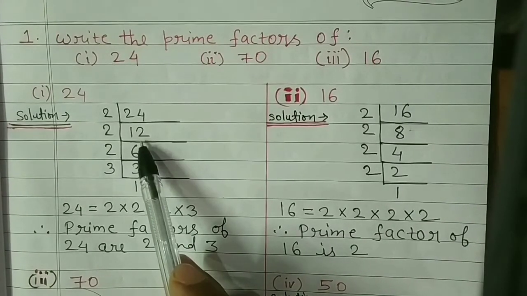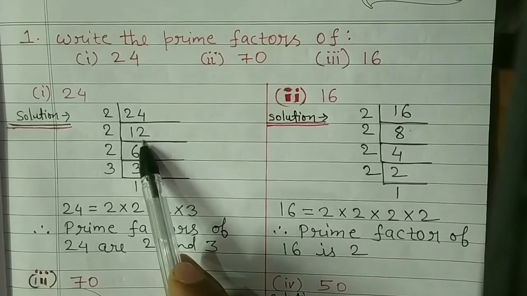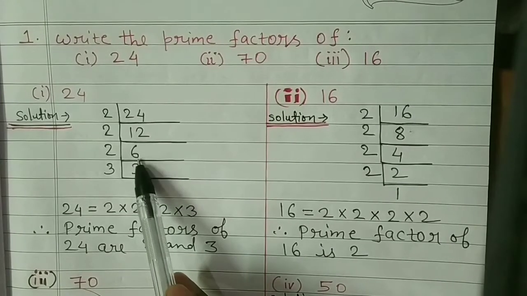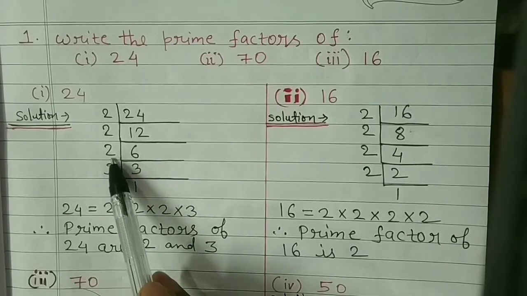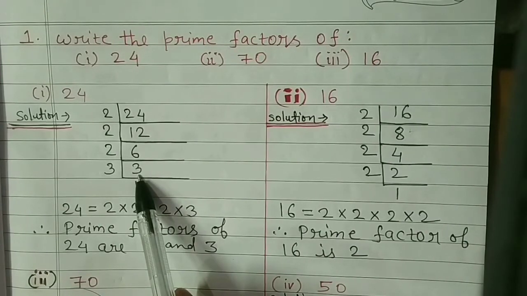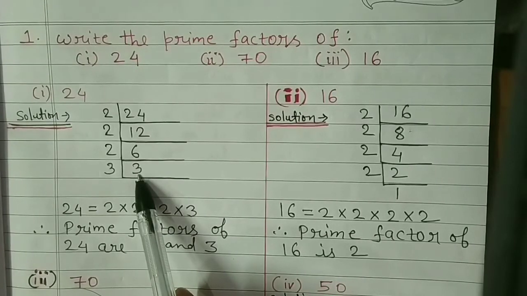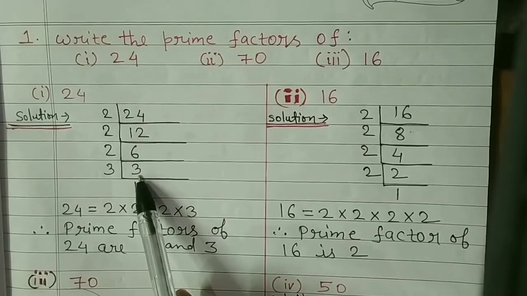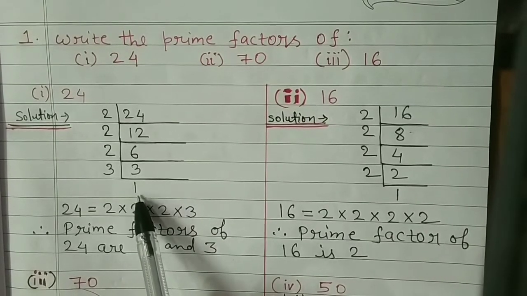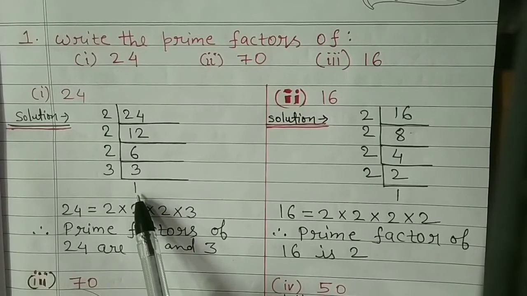Okay? Now again we are going to check which prime number will divide this number 12. And again, the prime number 2 will divide this number 12. And the quotient will be 6. And again, this number 6 is divisible by the prime number 2. And the quotient will be 3. Okay? Now, we are going to check which prime number will divide this number 3. So, now the prime number 2 will not divide this number 3. So, after 2, the next prime number is 3. And the next prime number 3 will divide this number 3. And the quotient will be 1. So, as we get 1 here, then we are going to stop here.